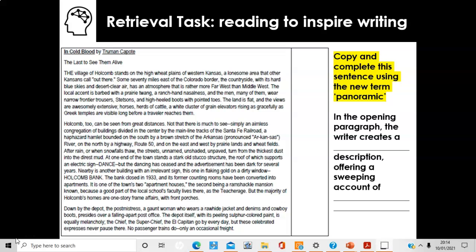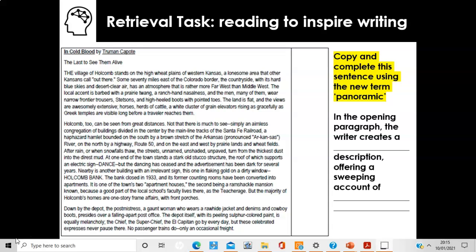Brilliant. Now, if you'd have said he gives a sweeping account of the village, we're not there yet. Okay, it's not a sweeping account of the village. It's actually the wheat plains, the setting within which we find this village. So actually, this is a lovely example of how writers structure their writing.